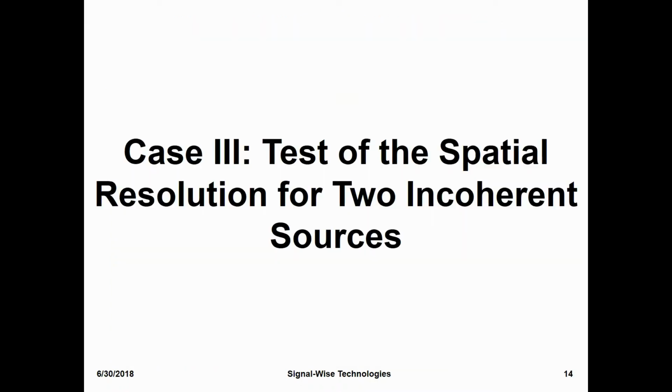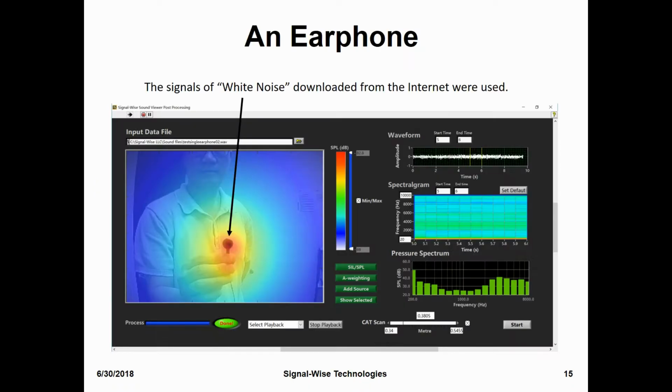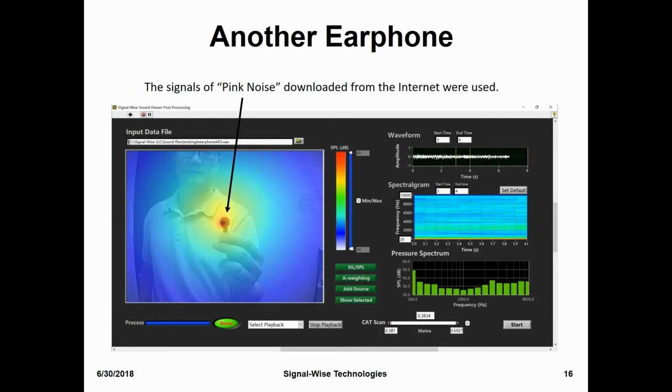Case 3. Test of the spatial resolution for two incoherent sources. Here's one earphone producing white noise downloaded from the internet. Here's another earphone producing pink noise, also downloaded from the internet.